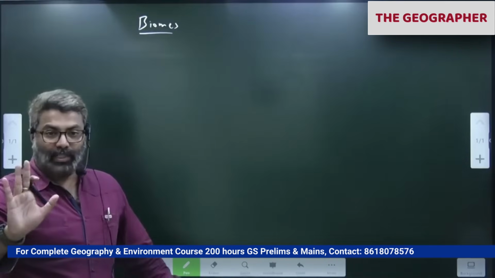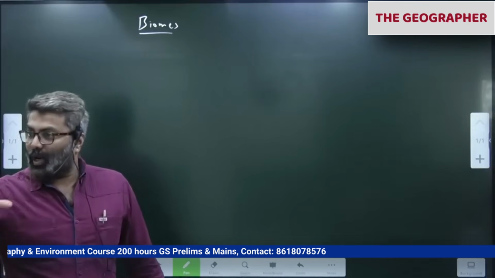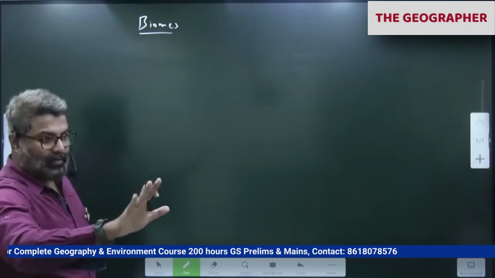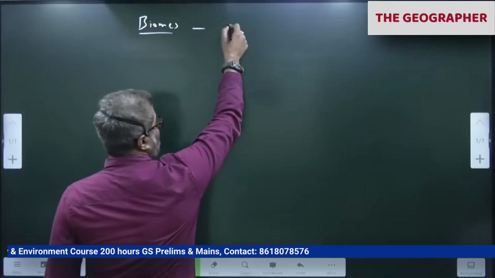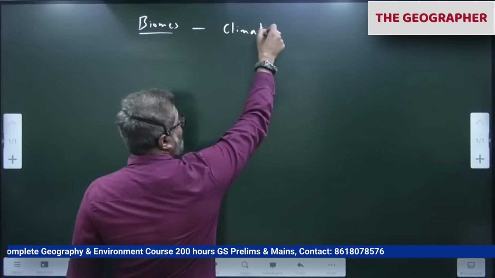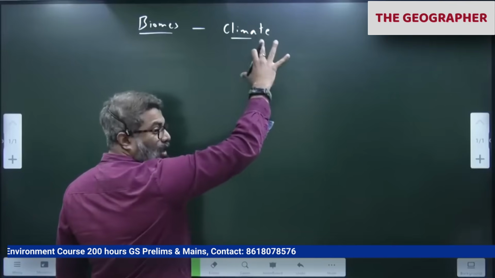Regions with distinct climate, that's the first word. The keyword is climate, to which various flora and fauna are associated. Very easy word. Biomes are associated with climate. Every place on earth has a different climate. Okay, so that means what?